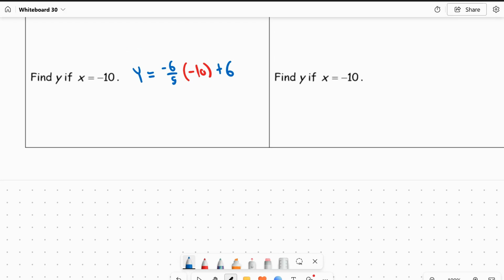All right, from here, let's go ahead and evaluate. Remember, negative 10 can just be rewritten as negative 10 over 1. And let's just multiply our fraction. So I've got y equals negative 6 times negative 10, which is positive 60, over 5, plus 6. Let's simplify our fraction before we add. 60 divided by 5 is just 12. So I've got y equals 12 plus 6, which just gives us y equals 18.